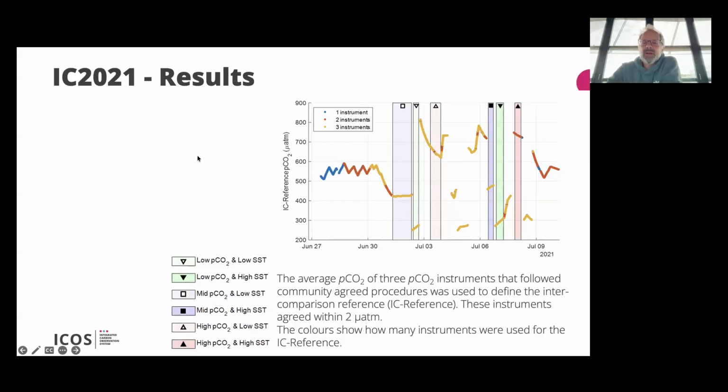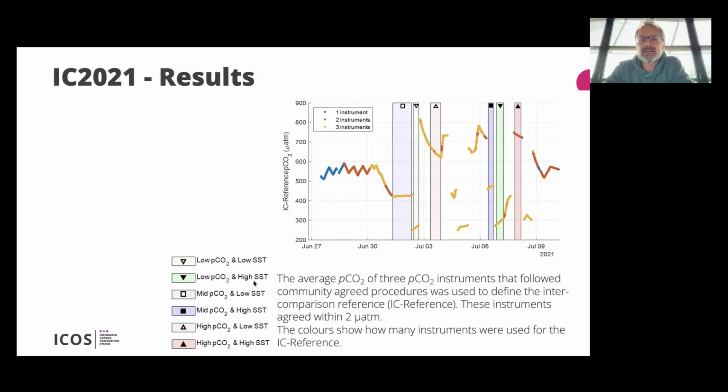And the color scheme on the upper plot here is basically how many instruments we used to create this average value. What you see here is the time of the intercomparison, and these shaded areas are the times that we defined as stable enough to be used for comparison. And this is, so to say, the pCO2 record of the whole exercise.